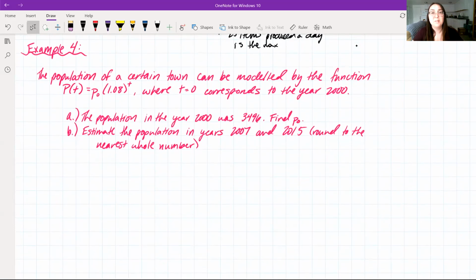All right, so moving on to our next example, example 4. The population of a certain town can be modeled by the function P of t is equal to P naught, or our original value of P, times 1.08 to the power of t, where t equals 0 corresponds to the year 2000. So for part A, the population in the year 2000 was 3,496, and we want to find P naught, or our original value. Then for part B, we're going to estimate the population in years 2007 and 2015, and we're going to round to the nearest whole number.